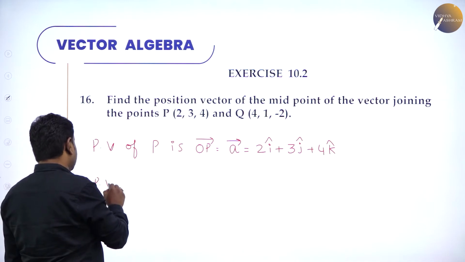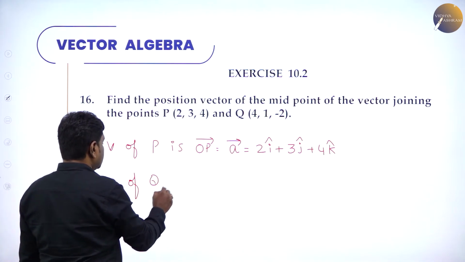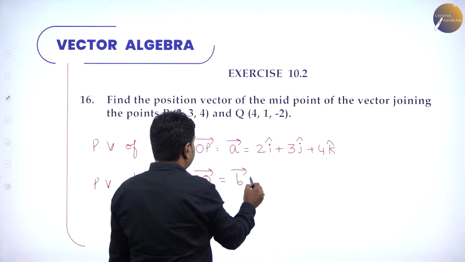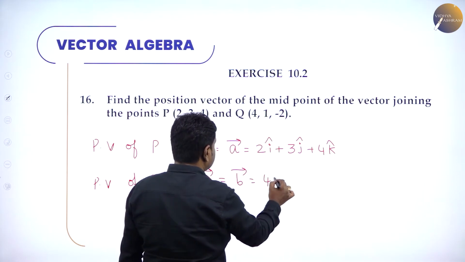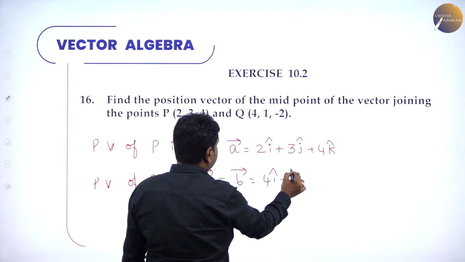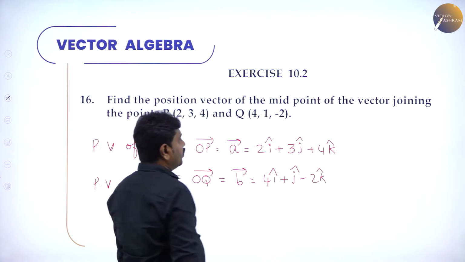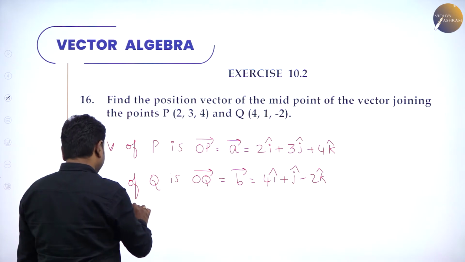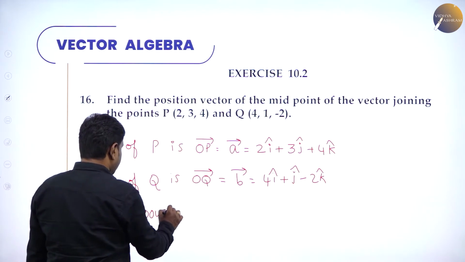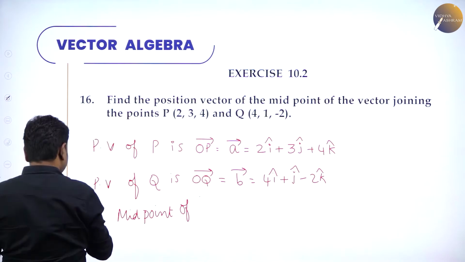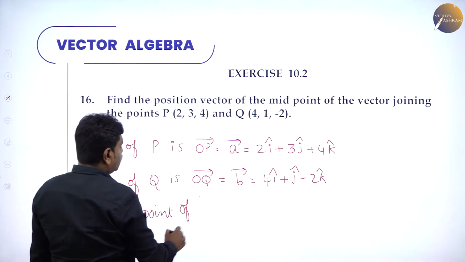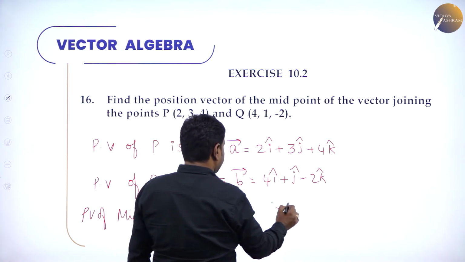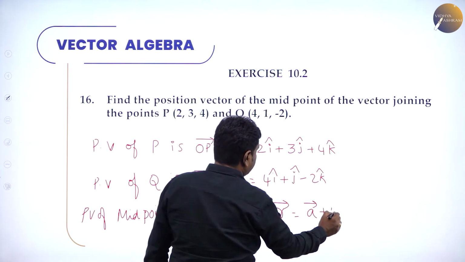Then write the position vector of the second point, that is Q. The position vector of point Q, we call it OQ, and we name it B. Put i, j, k for the point, that is 4i cap plus j cap minus 2k cap. Now they want you to find the midpoint of the vectors joining these. The position vector of the midpoint of P and Q is vector R. Vector R is what? Vector A plus vector B by 2.